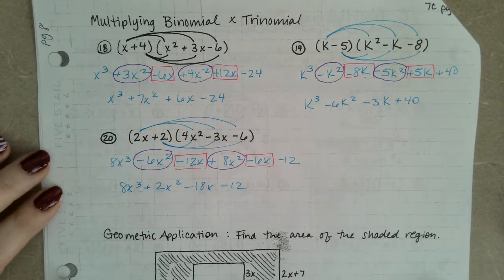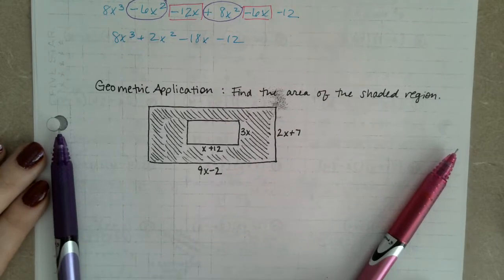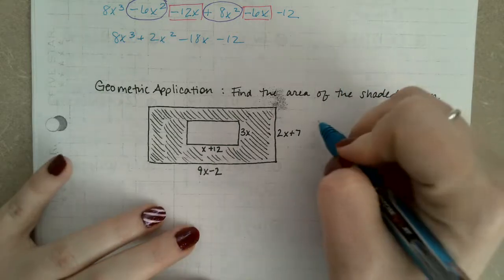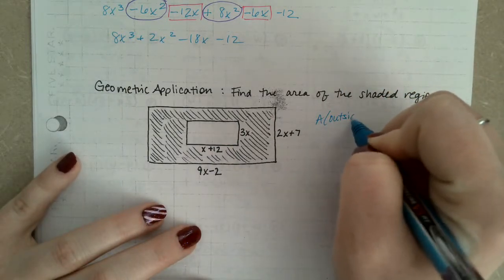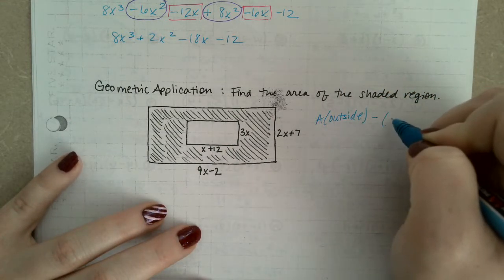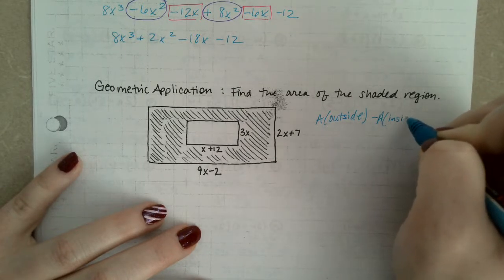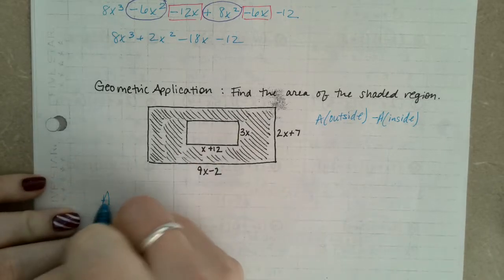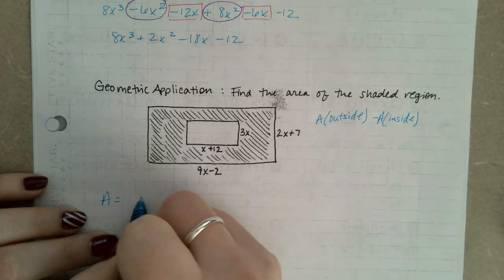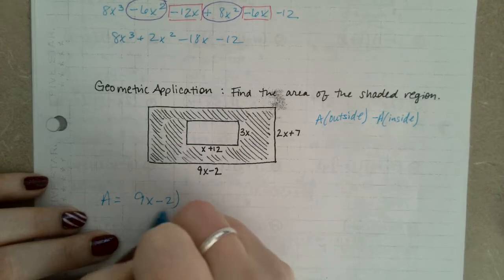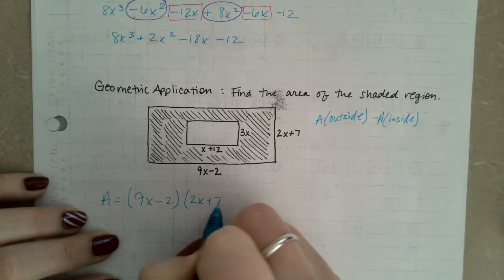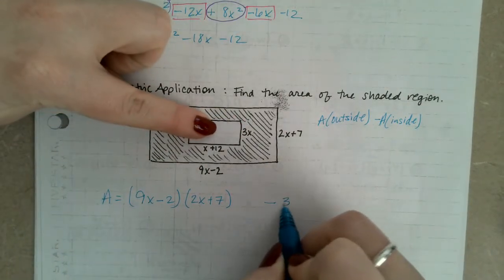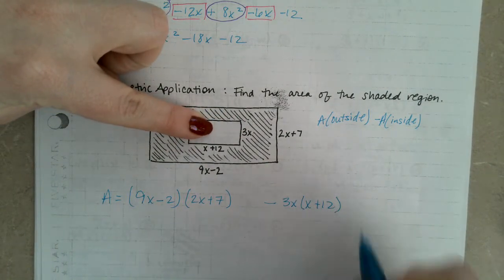And then for our last one, our geometric application, we need to find the area of the shaded region. So we need to find the area of the outside, and we need to subtract it from the area of the inside, or the part that's not shaded. So to find our whole area, we first need to find the area of the outside, so that'll be the 9x minus 2 times 2x plus 7, so that's the outside, and we need to subtract it from the area of the inside, so 3x times x plus 12.